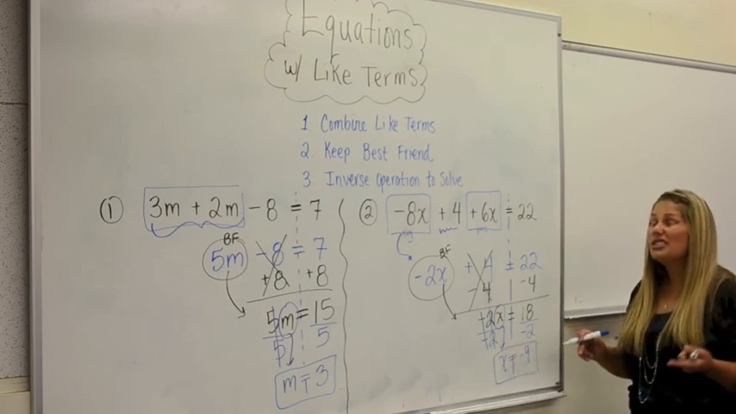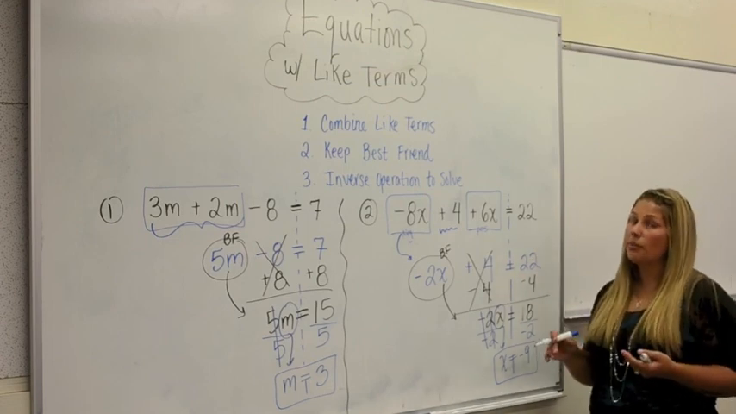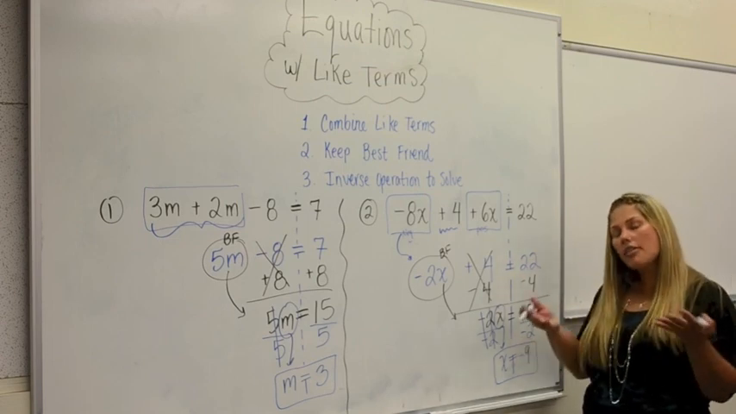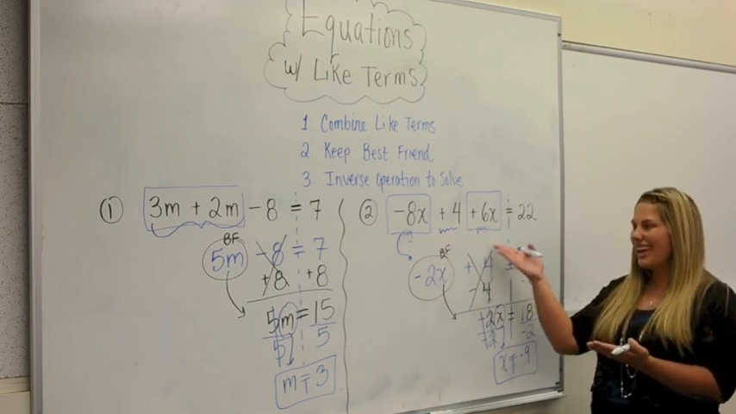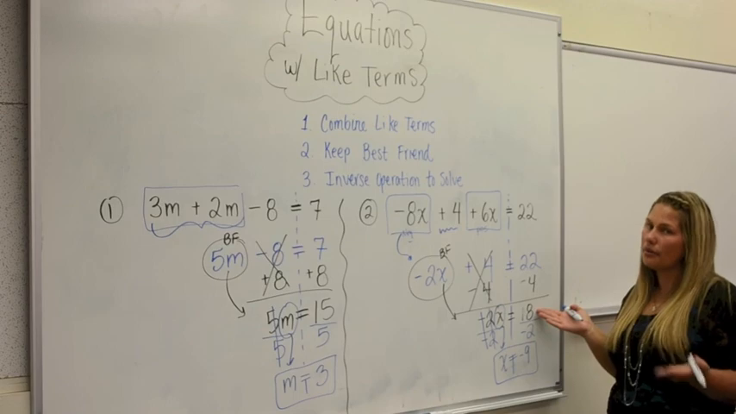So remember, don't freak yourself out when you see these big problems. Just use all the steps we've already done up until this point. Combine those like terms, and then just solve the two-step equation like we've already been doing.